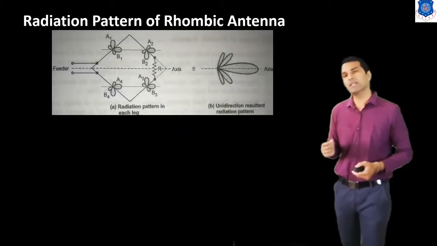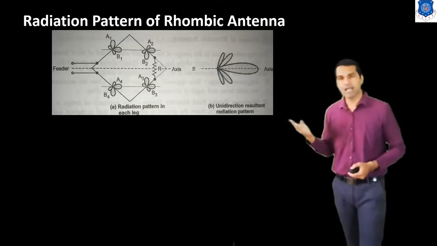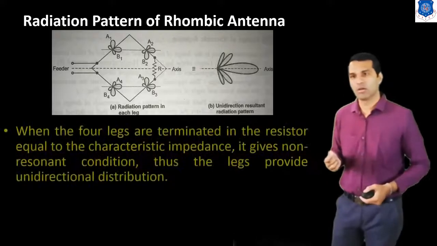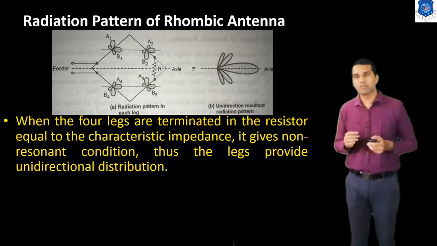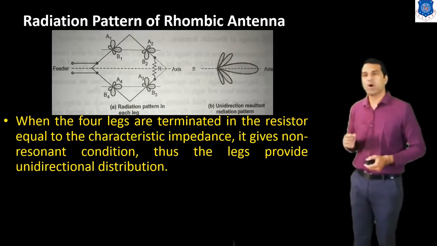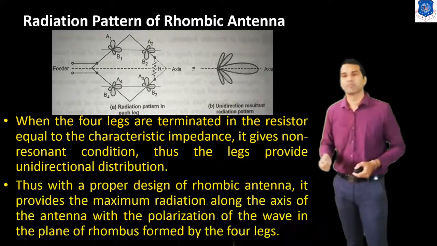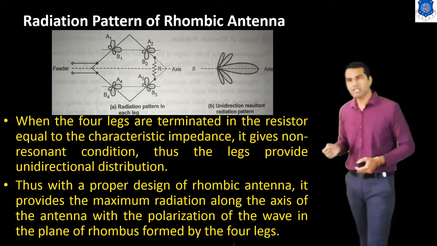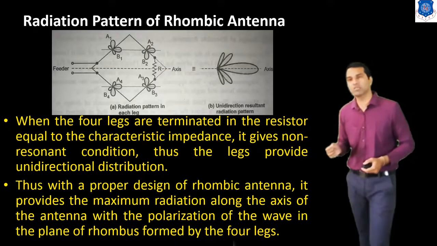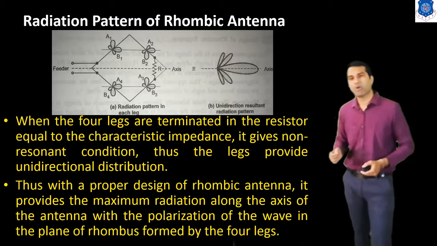Now we discuss the radiation pattern of the rhombic antenna. The radiation pattern of the rhombic antenna is just like a directional antenna radiation pattern. Here we can see this is the unidirectional radiation pattern of the rhombic antenna. When the four legs are terminated in a resistor equal to the characteristic impedance, it gives a non-resonant condition, thus the legs provide unidirectional distribution. Thus, with the proper design of the rhombic antenna, it provides maximum radiation along the axis of the antenna, with the polarization of the wave in the plane of the rhombus formed by the four legs.